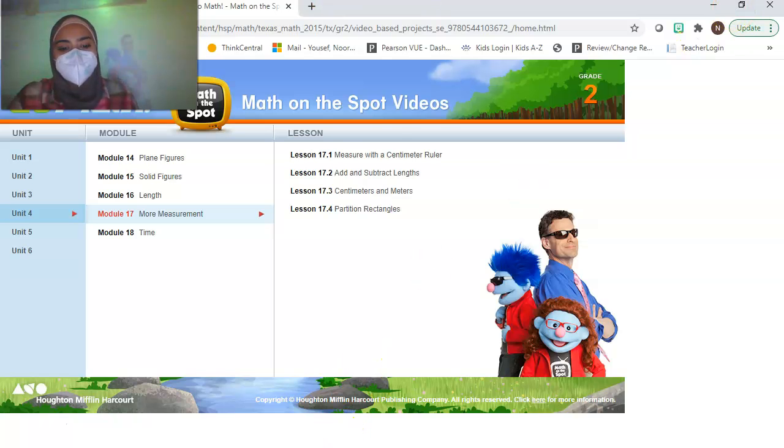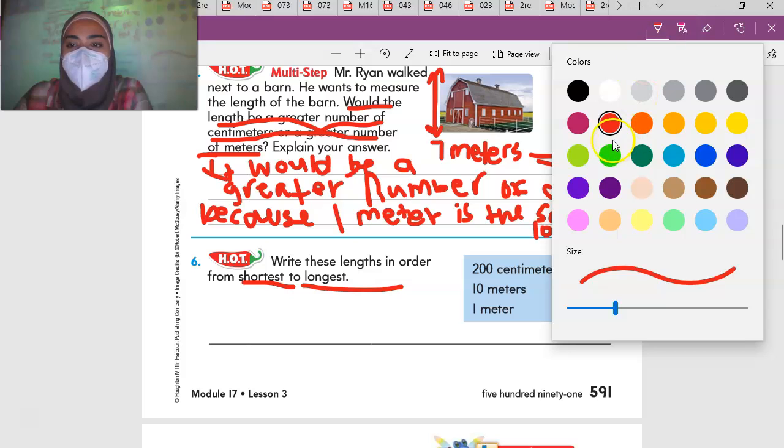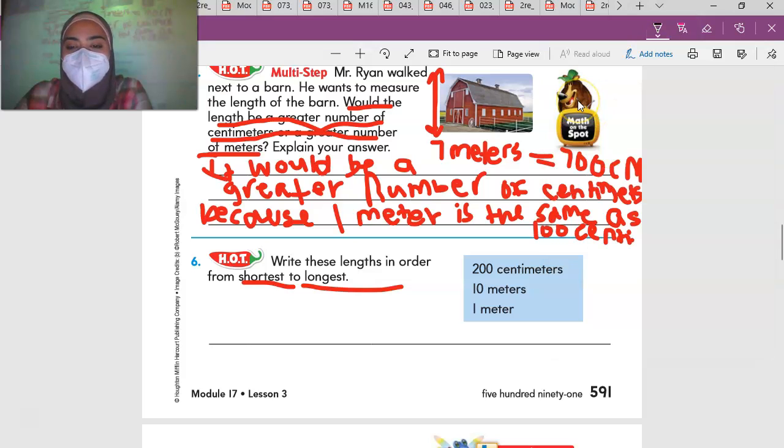All right, so let's keep going. All right, write these lengths in order from shortest to longest. So the shortest would be, what's smaller, centimeters or meters? Centimeters is smallest. So should we put centimeters, or let's convert this. 200 centimeters is how many meters? 2 meters. 200 centimeters is 2 meters.